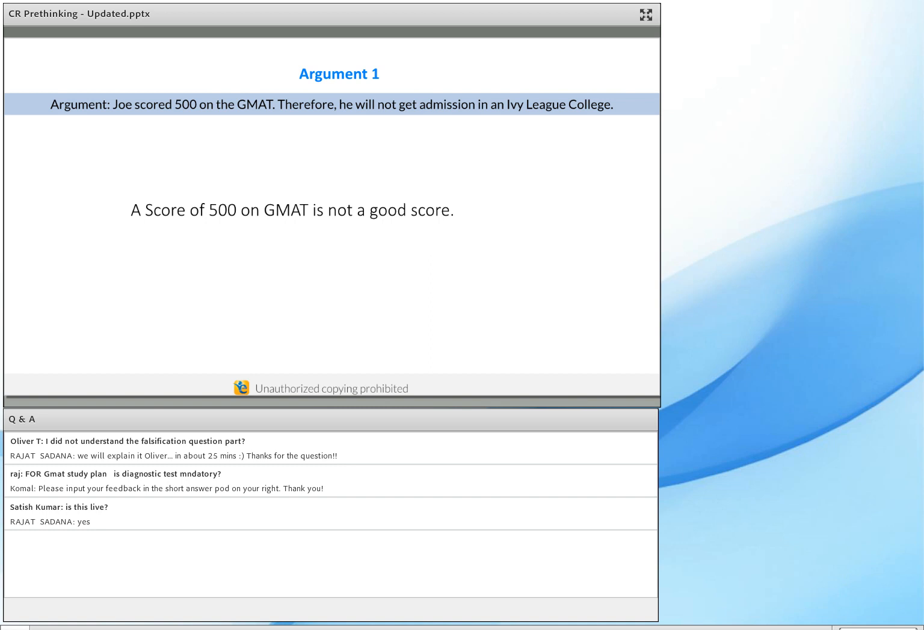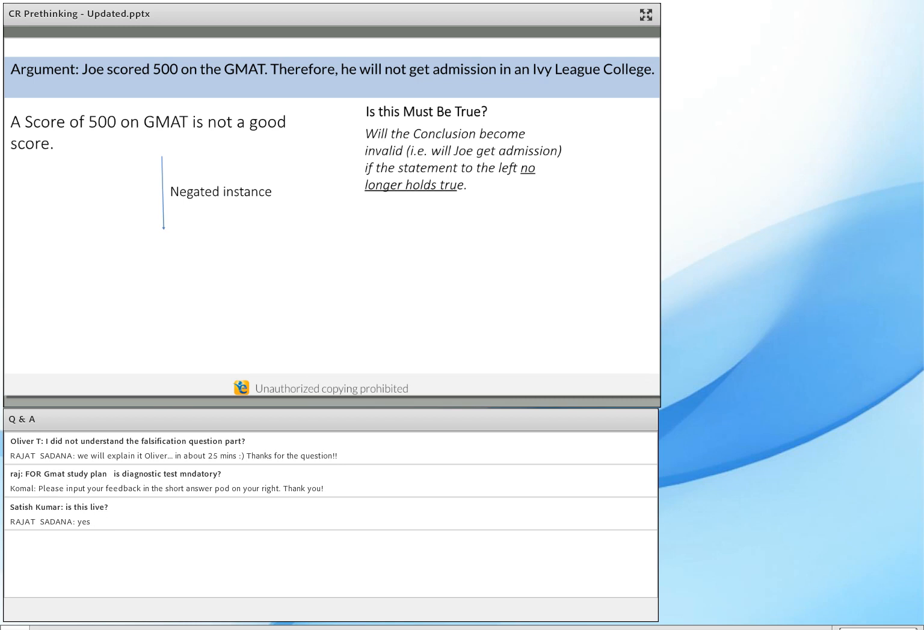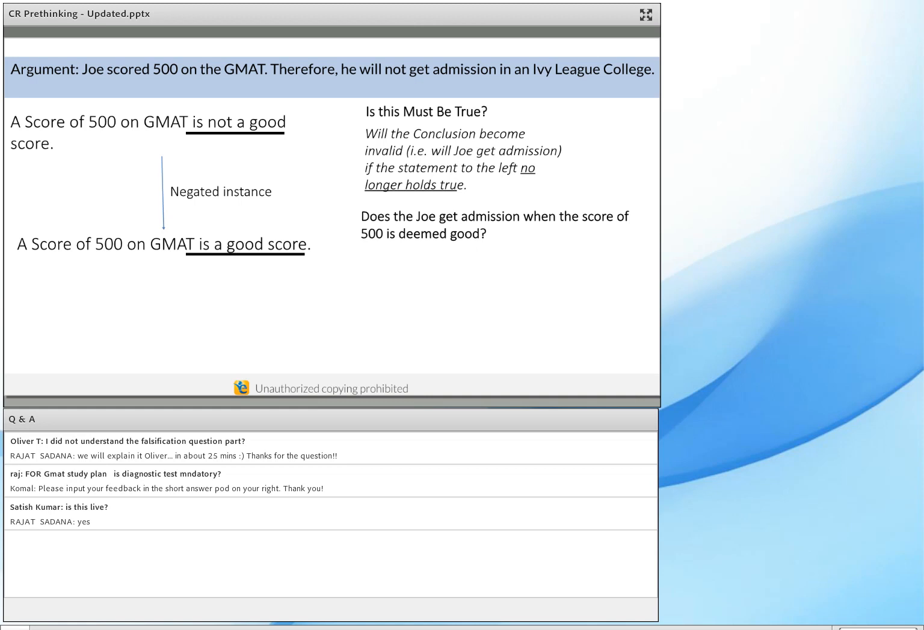This is an answer choice that is given to you, and you're asked, is this the correct assumption? So the answer choice you need to evaluate is that a score of 500 on the GMAT is not a good score. And you ask, is that must be true? Again, the same process: will the conclusion break down if the statement no longer holds true? Let's figure it out. If this statement no longer holds true, its negated instance holds true, which means a score of 500 on the GMAT becomes a good score. If it becomes a good score, does Joe get admission into an Ivy League college if that score is considered to be good?